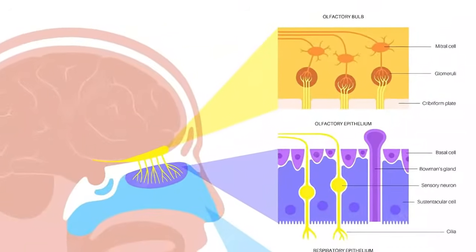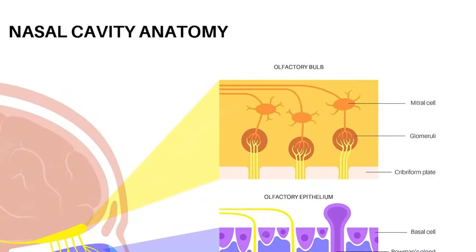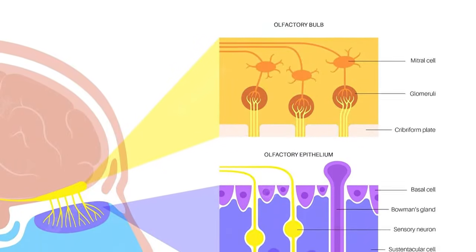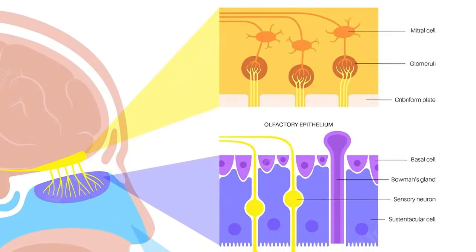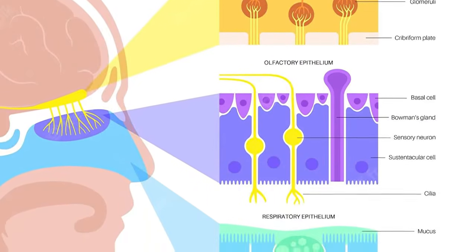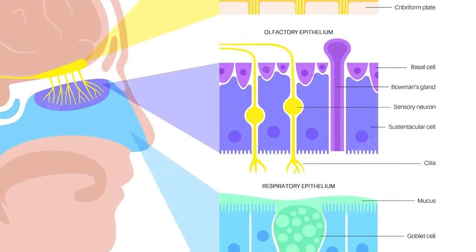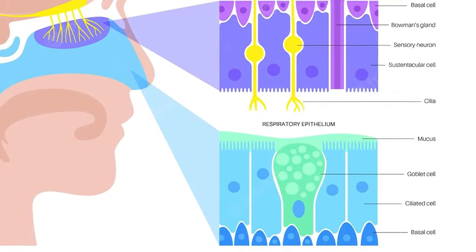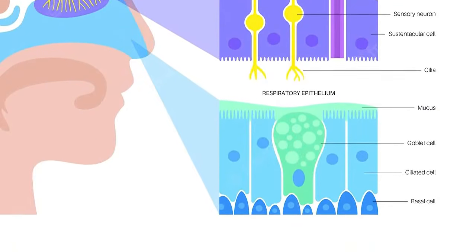The nasal cavity also helps to detect odors. It contains small, sensitive cells called olfactory neurons, which are responsible for detecting and identifying different smells. When an odorant molecule is inhaled, it binds to receptors on the olfactory neurons, triggering a response that is sent to the brain. The brain then interprets the signal as a specific smell.